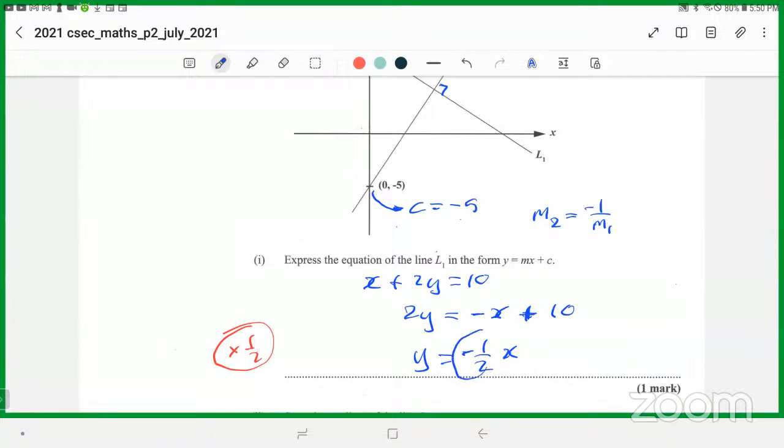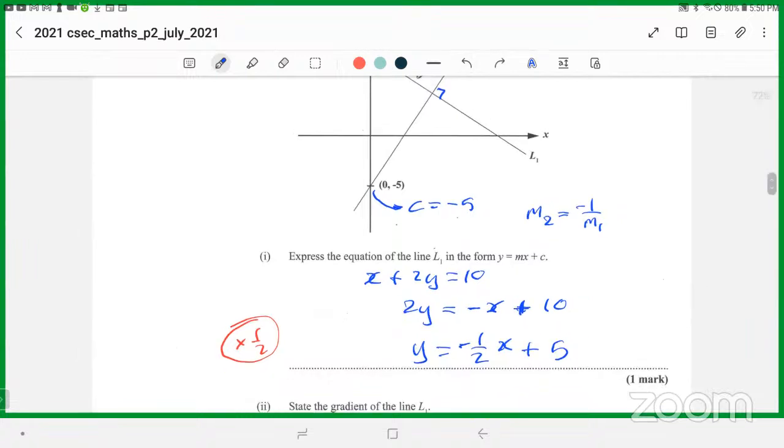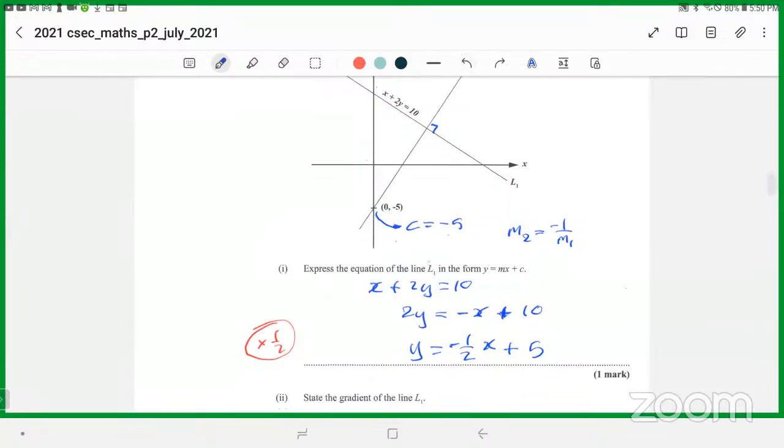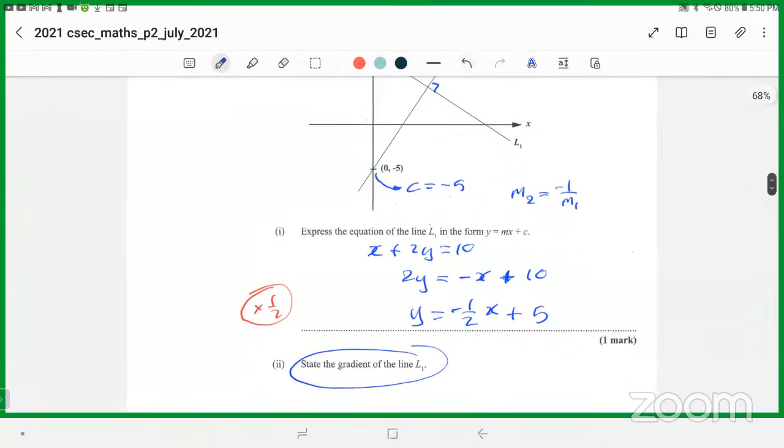You see, I'm able to see the m right now. It's -half. And when I multiply this by a half, I'm getting 5. So 5 is the y-axis intercept. So this line crosses the y-axis up here, at 5, right? This is 5. All right? Well, let's continue. That's the first part. Next part says, state the gradient of line 1 now. See this, sir? Half. Just state it.